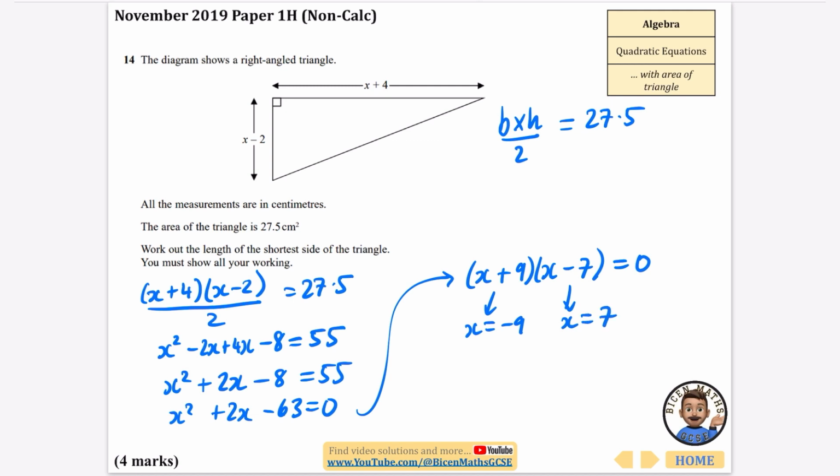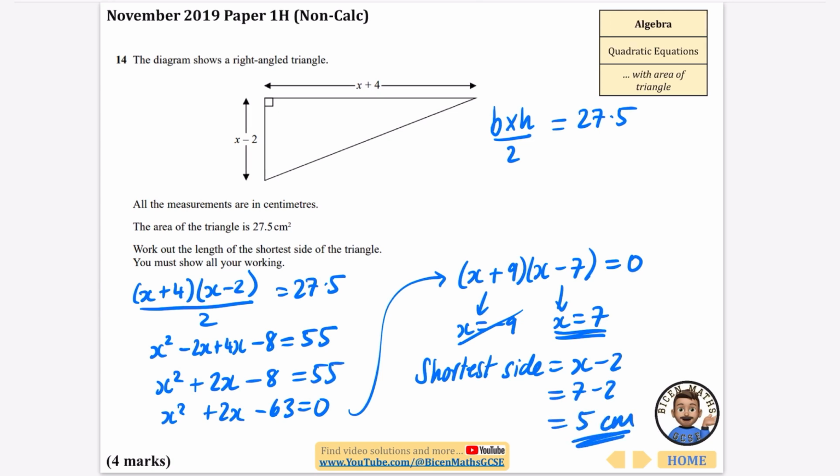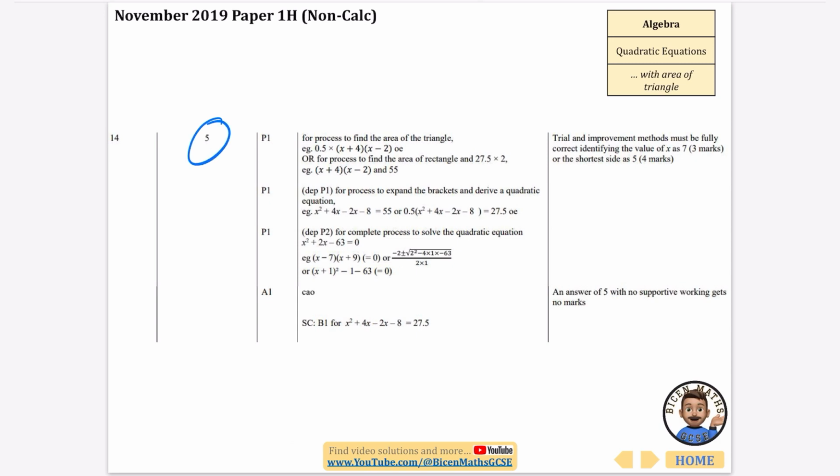Well, it doesn't make sense if x is minus 9, because you would have minus 9 minus 2, that would be a negative, and here you'd have minus 9 plus 4, that would also be a negative. So this one here doesn't make sense, so just a simple line going through it. So this must mean that x is equal to 7, and we're looking for the length of the shortest side. So the shortest side is x minus 2, which is 7 minus 2, or 5 centimetres. And there we've got our 5 centimetres.